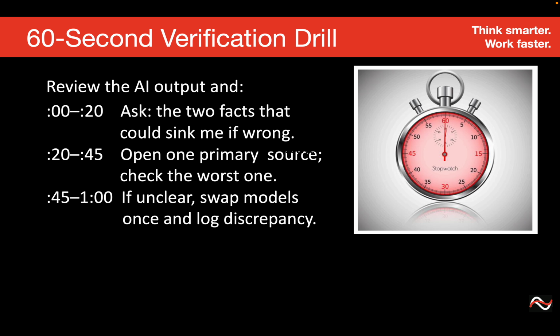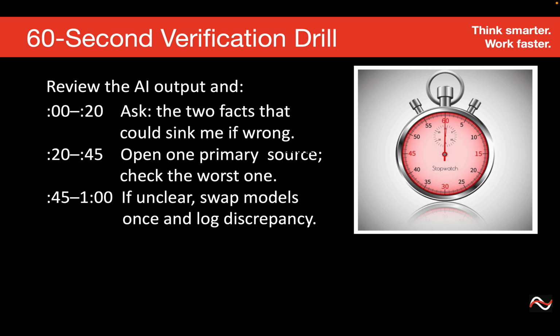So here's a 60-second mini drill when the detail would be embarrassing to get wrong. First, review the AI output. Identify the riskiest item, a number that could cause a problem if incorrect.